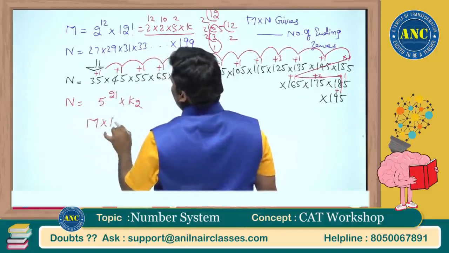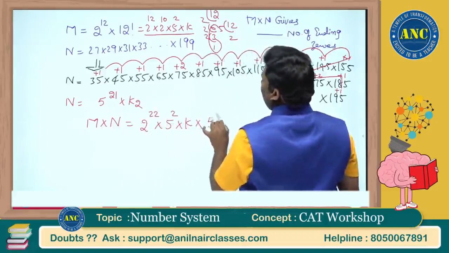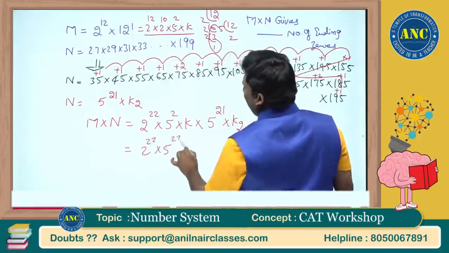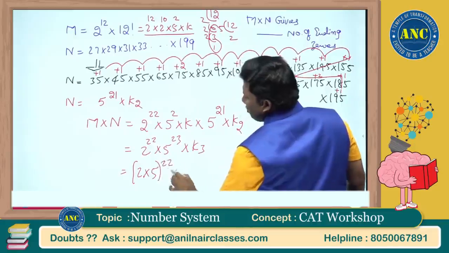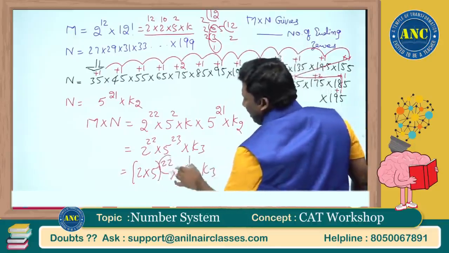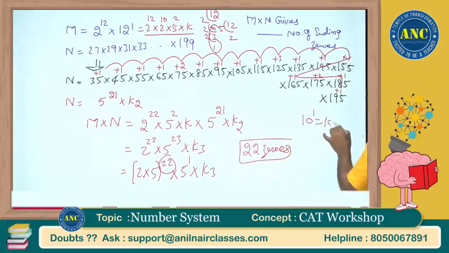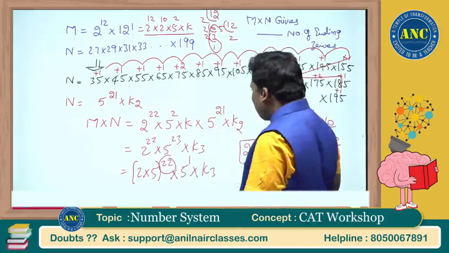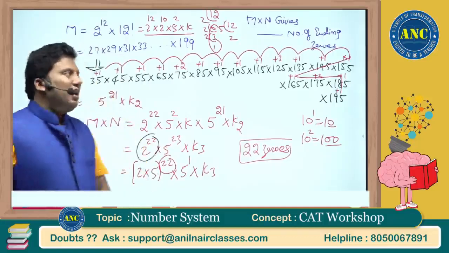So m into n will give you, what is the value of m? 2 power 22 into 5 square into k. N will be 5 power 21 into k2. So this will be 2 power 22 into 5 power 23 into k into k2, k3. So this will be 2 into 5 power 22 into 5 power 1 into k3, that is 10 power 22. How many zeros did it get? 10 power 1 will have 1 zero, 10 power 2 will have 2 zeros, 10 power 3 will have 3 zeros, 10 power 22 will have 22 zeros. You got 22 from the lowest power of 2. The number of zeros at the end is not always the highest power of 5.